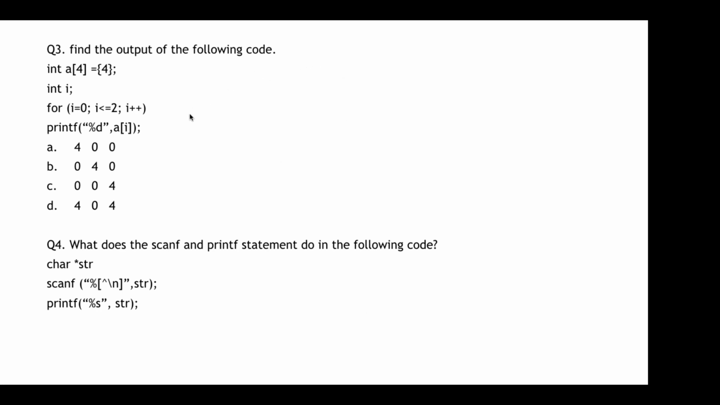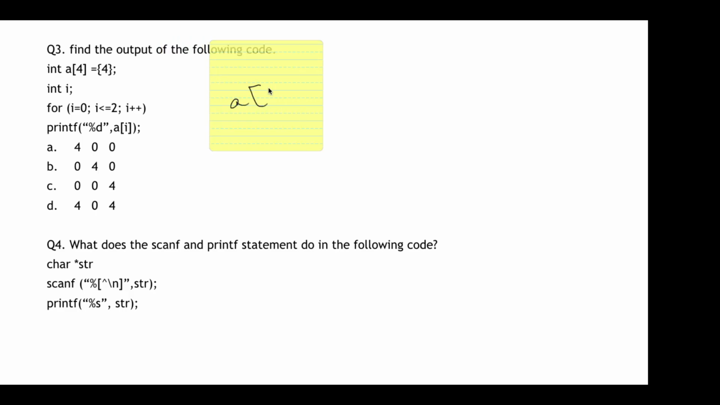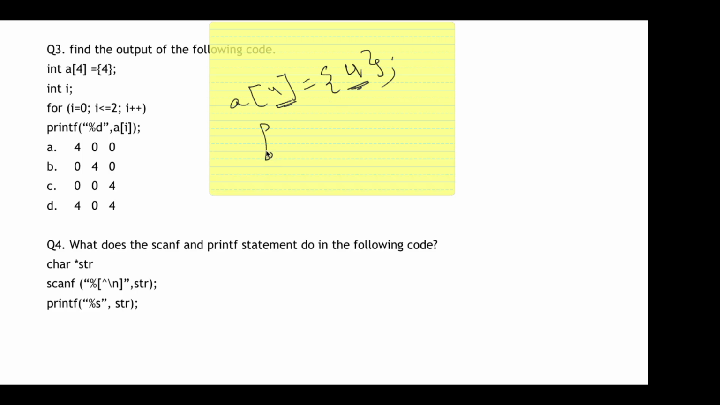See, this is an integer array. A of 4 is equal to 4. It is only one number. But how many indexes have we taken? We have taken 4 indexes, but the element is only 1. Now we see there is a for loop running that says I is equal to 0, then I less than or equal to 2, I plus plus.